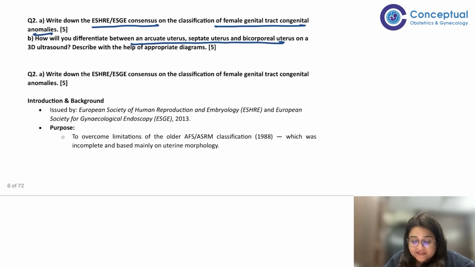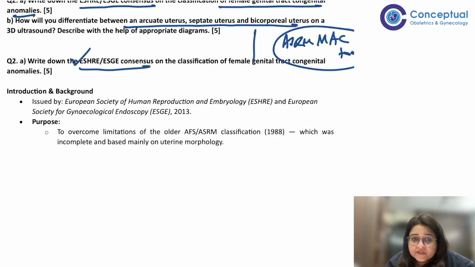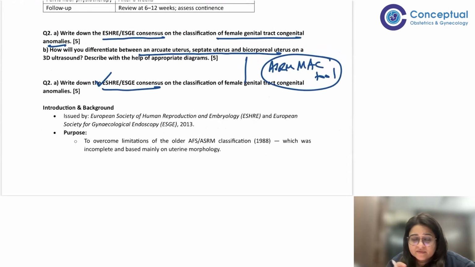Now, first of all, the ESHRE classification. So we have two types of classification systems now. The newest classification systems for Mullerian anomalies: one is the ESHRE, the other one is the ASRM Mullerian anomaly classification tool. So both of them you should know. Both are important, right? Here the ESHRE one has been asked. So in ESHRE, these are recent classifications.